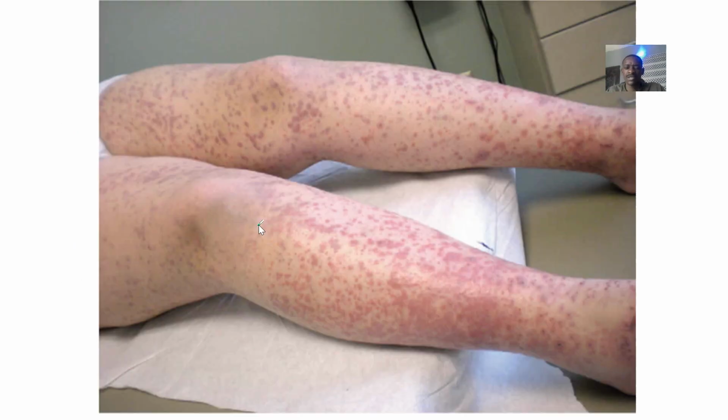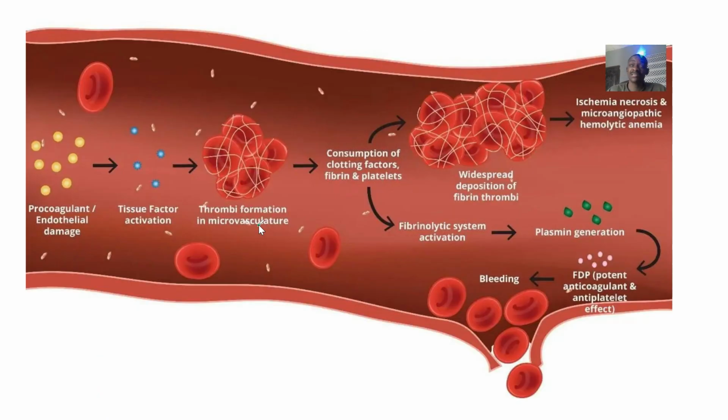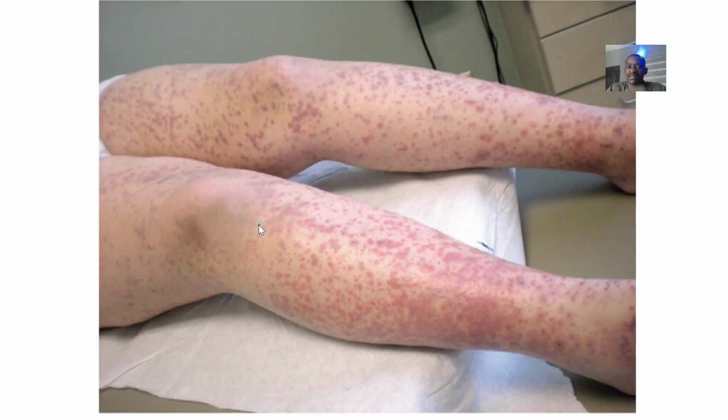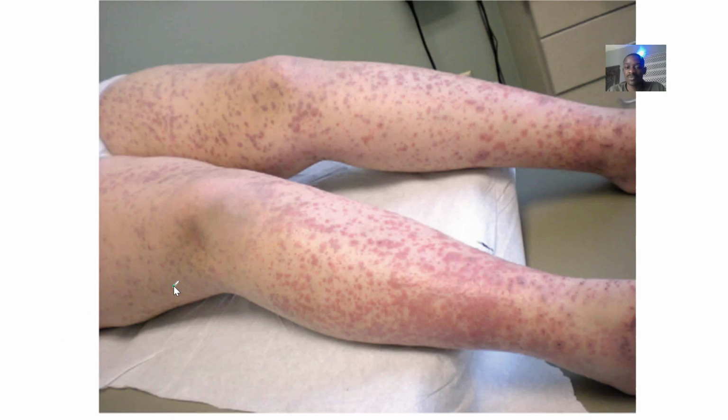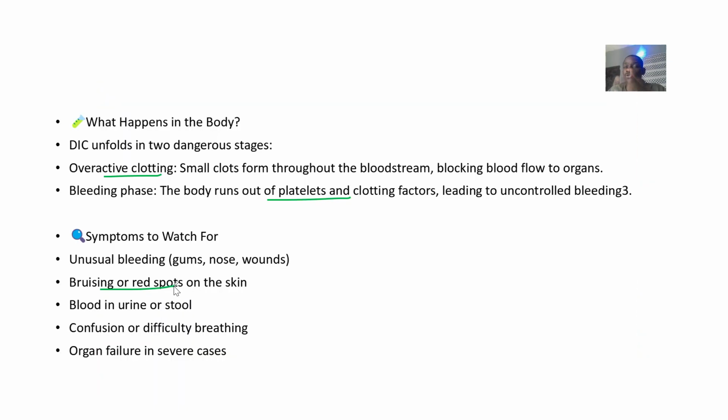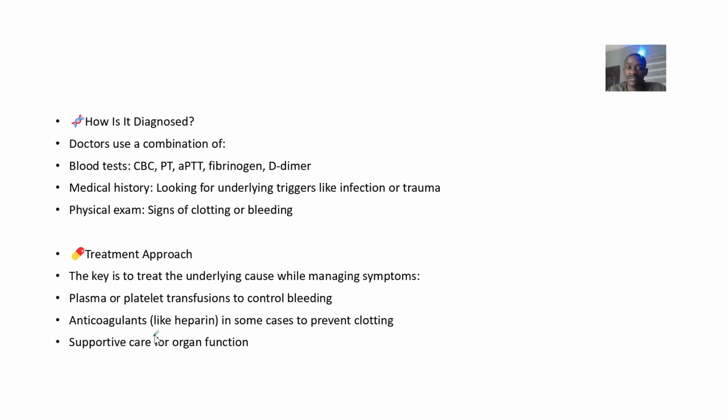So if somebody has DIC, what would you look out for to know that this person actually has it? If the person has unusual bleeding from the gums, from the nose, from wounds, is easily bruising, or has red spots on the skin, you know that there's a DIC. Then there's blood in the urine, blood in the stool. The person is confused or has difficulty breathing. Then some organ failures in severe cases.